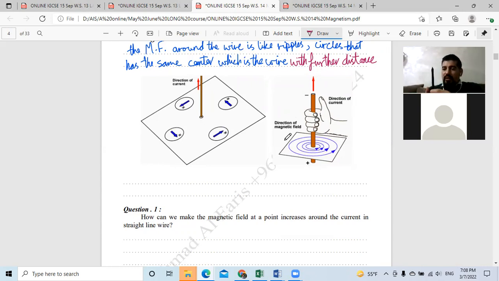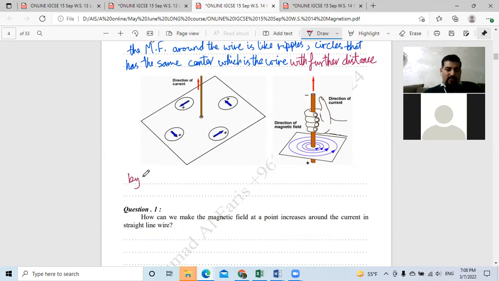So there's a wire that has a current. I put the thumb in the same direction as the current. I close the fingers in the direction of the magnetic field lines. And as you can see here, the magnetic field lines are moving anticlockwise. If the current is going downwards instead of upward, the magnetic field will be the same but reversed. Instead of being clockwise, it will be anticlockwise, in the opposite direction.